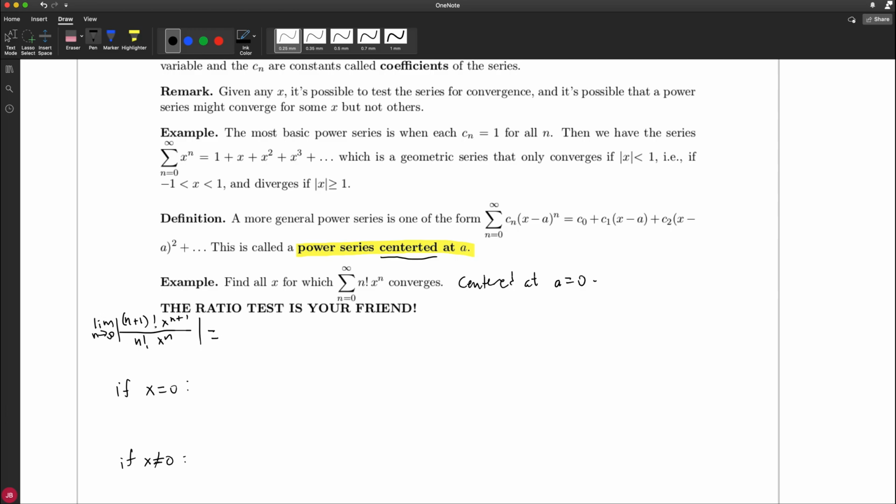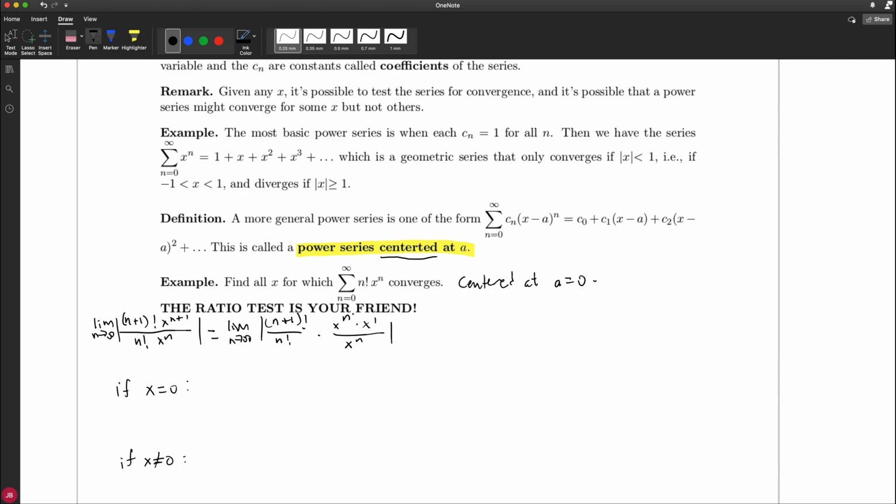Now it's tempting to say everything is positive and just get rid of the absolute value bars, because that's what we did in a previous section. But now notice we have a variable x here, and x could well be negative, right? So we're not allowed to just get rid of the absolute value bars, and that's going to play an important role for us moving forward. So I'm going to group the like things together, right? So the n plus 1 factorial will go over the n factorial. And this x to the n times x to the first will go over this x to the n.